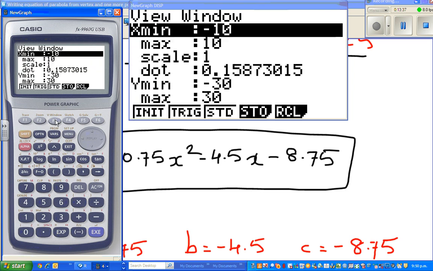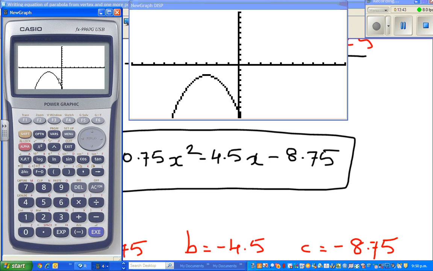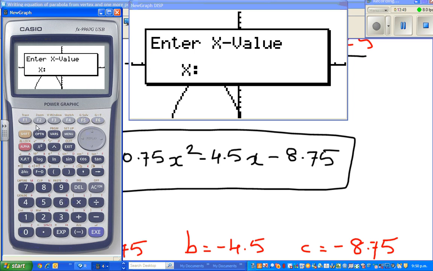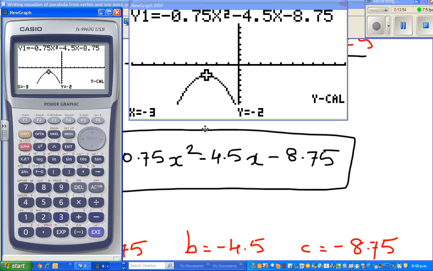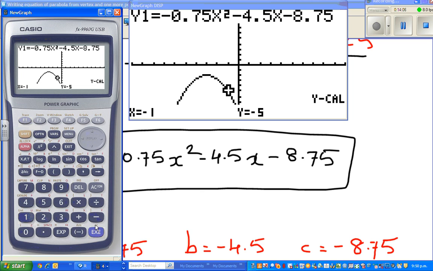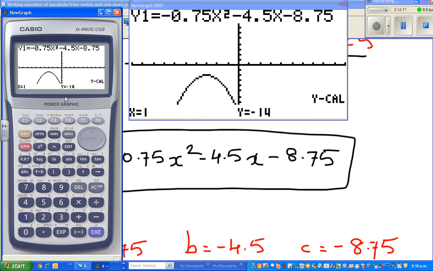Okay, so let me make it 10 by 10. I think it should work now. Yeah, perfect. So let me go G-Solve and Y-Calc. Let me put negative 3. I should get negative 2. Here we go. When x is negative 3, y is negative 2. Again G-Solve. And when x is negative 1, y should be negative 5. That's right. And G-Solve, when x is 1, what is y? Y is negative 14.